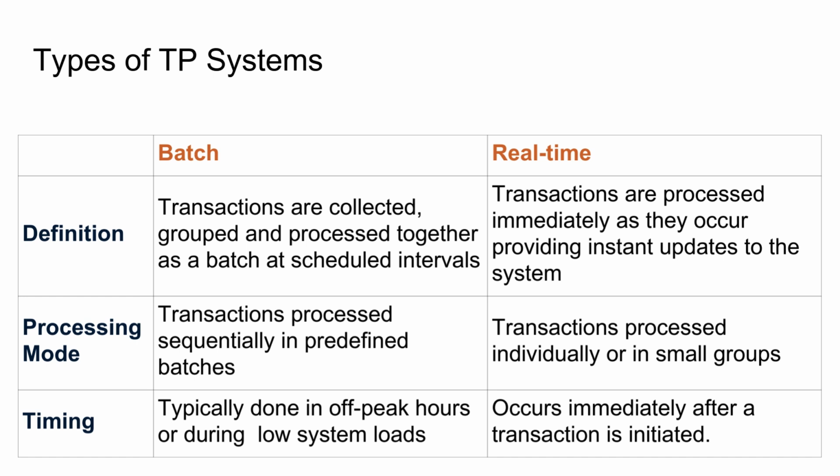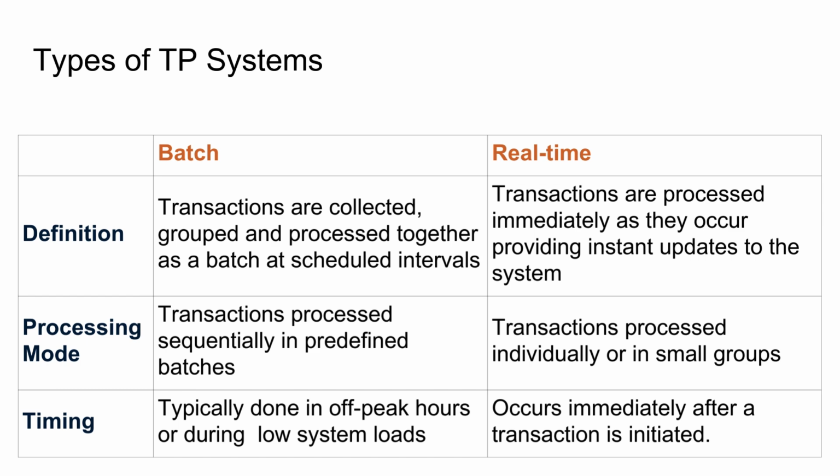By definition, a batch system is where transactions are collected, grouped, and processed together as a batch at scheduled intervals like end of the day, end of the week, or every few hours when a predefined level of unprocessed transactions are collected. On the other hand, a real-time system is where transactions are processed immediately as they occur, providing instant updates to the system. A batch system processes transactions sequentially in predefined batches, while a real-time system processes transactions individually or in small groups, immediately as the transaction is entered into the system.